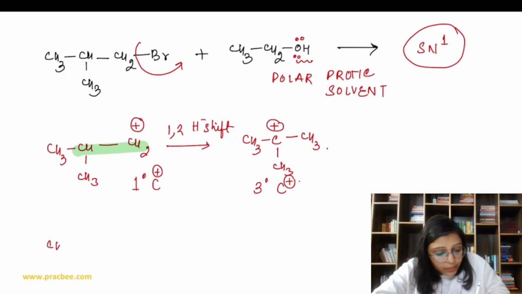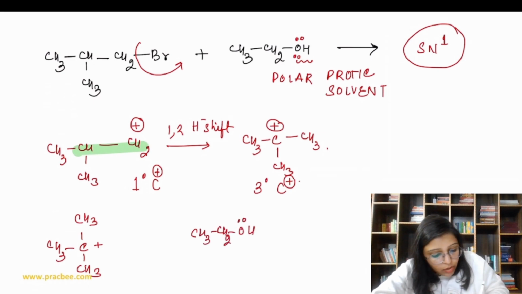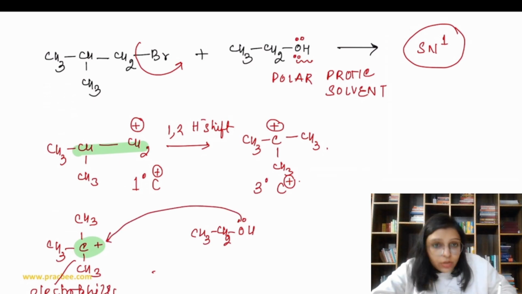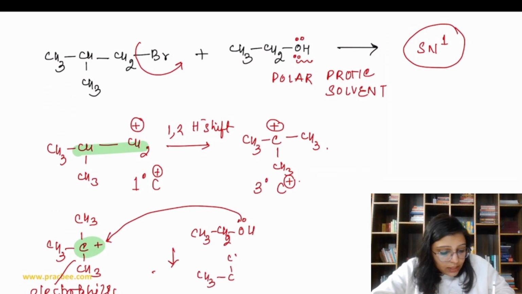Okay, so now we have a 3 degree carbocation. Now what happens in the next step? We have CH3, C positive, CH3, and now CH3CH2OH. The carbocation becomes electrophilic. Now oxygen can easily attack on this. So when oxygen attacks, we get CH3, CCH3, CCH3, and here we write OH positive and then CH2CH3.